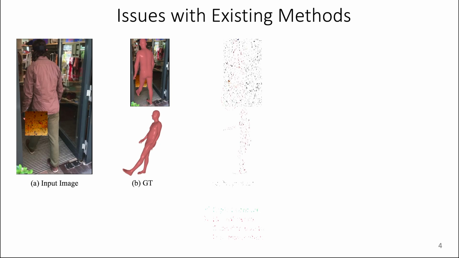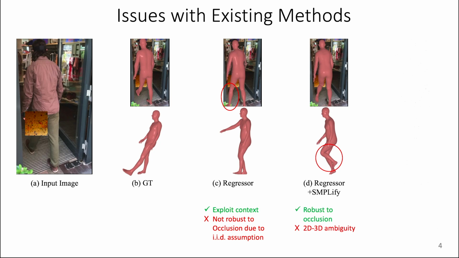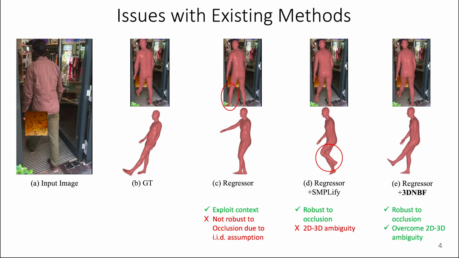Regression-based methods can explore context information but do not generalize well to occlusion because they rely on the i.i.d. assumption. Optimization-based methods are more robust to occlusion but they suffer from the 2D-3D ambiguity. In this work, we propose a new framework for 3D HPE that is highly robust to occlusion.